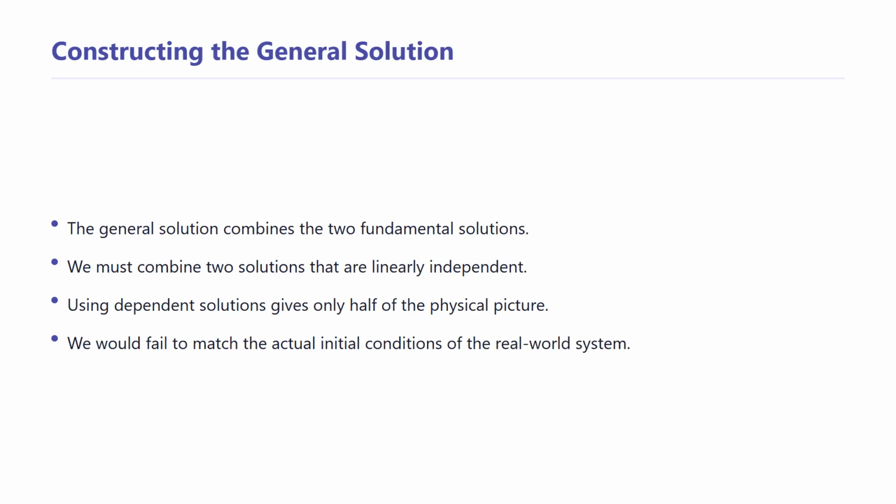Building on that requirement, how do we form the final answer? We construct the general solution by combining our two fundamental solutions. But here's the catch. We must combine two solutions that are linearly independent. If we accidentally pick two dependent solutions, we only have half of the physical picture.